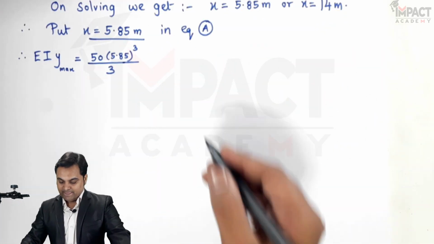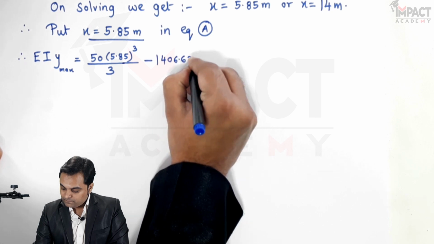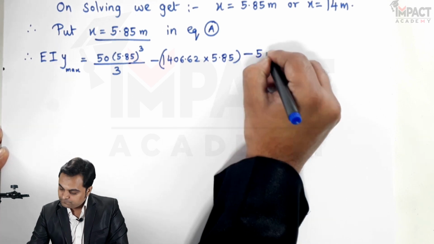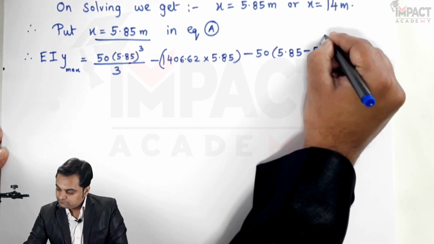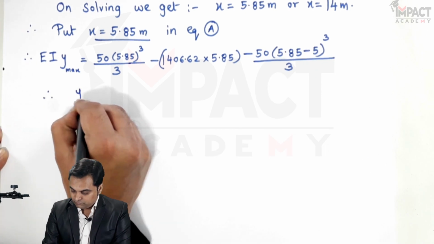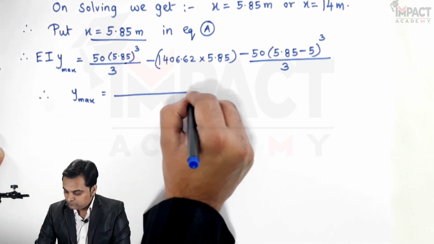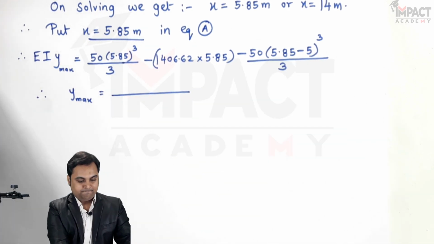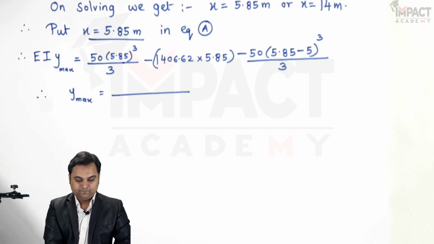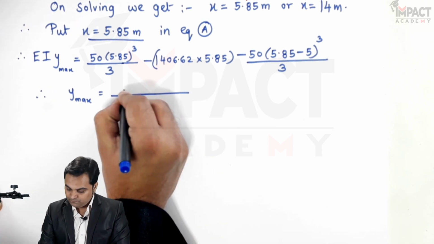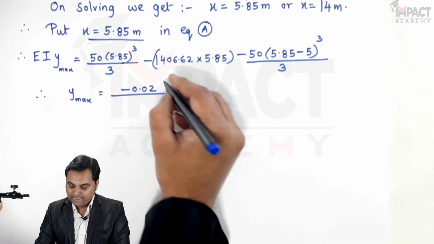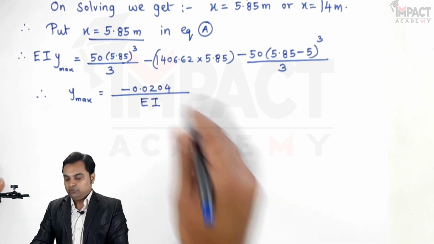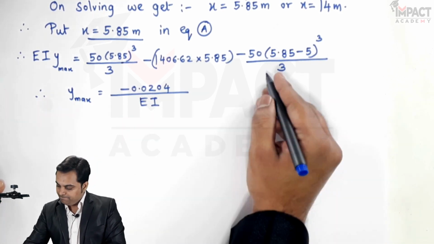So putting the values of x, on calculating this right hand side, my answer comes out to be 0.0204, and this EI would go into the denominator. Now what about this EI value? It is given in the problem, so I'll just explain it over here.